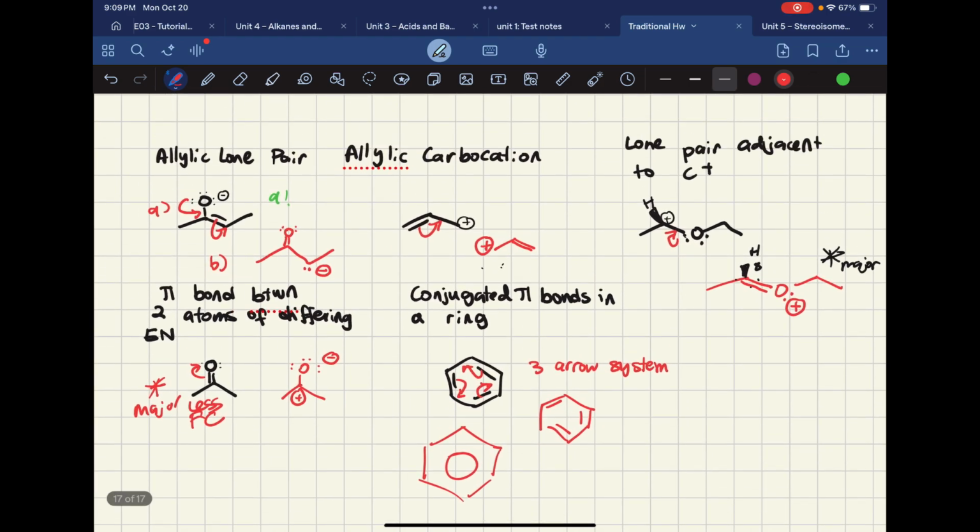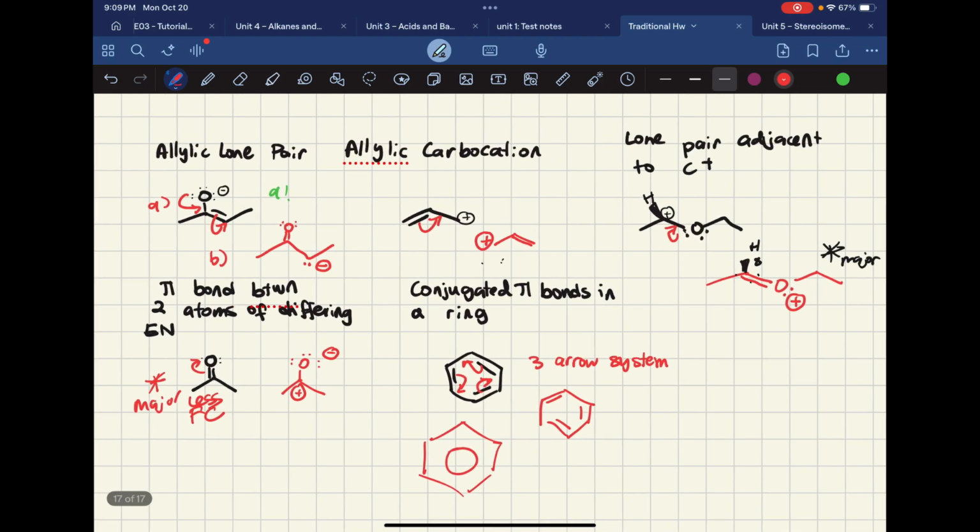But those are the major resonance patterns. We will do some more problems on them later.